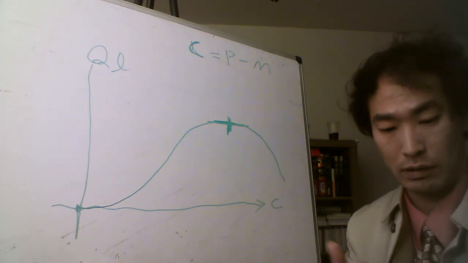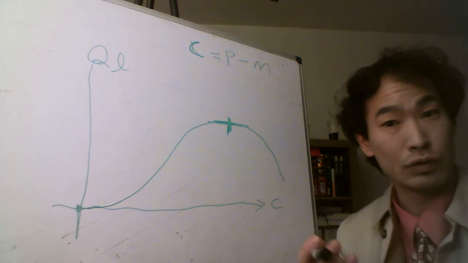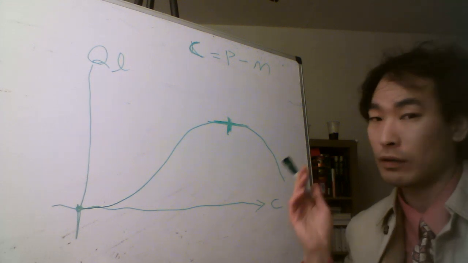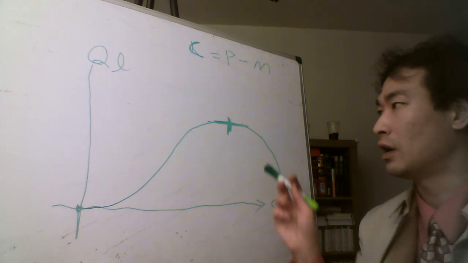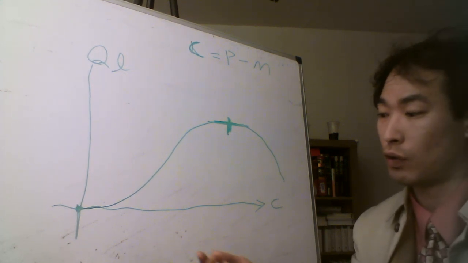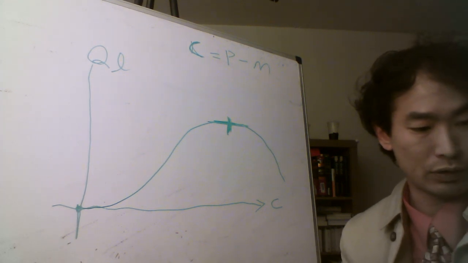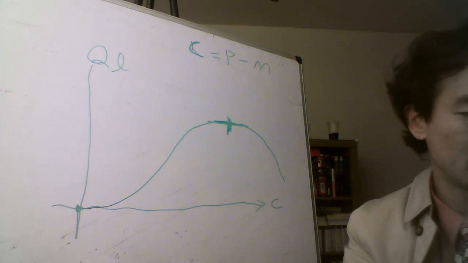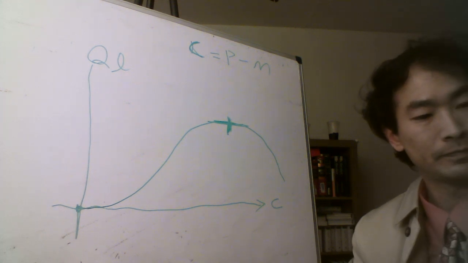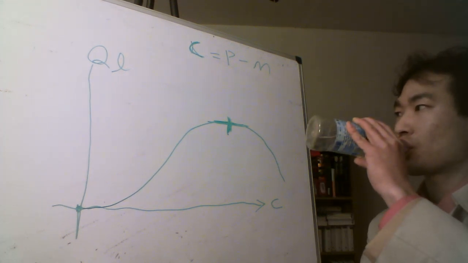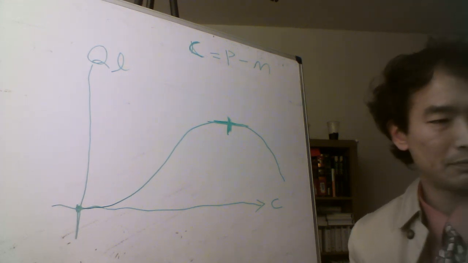Why? First of all, do you agree with me? If you do, why do they go down? The product quality. As you put more time, more money into it, why does the quality degrade from this optimal point? Tell me. I'll give you like 20 seconds. Sure, 30 seconds.